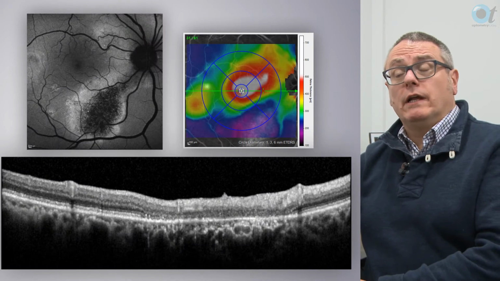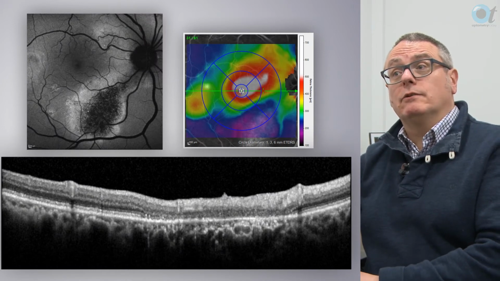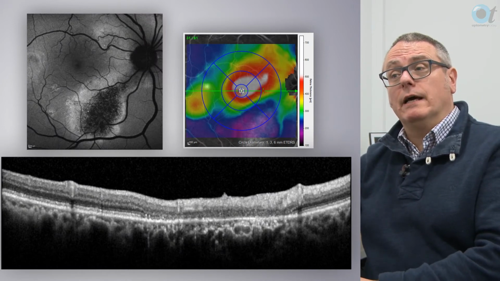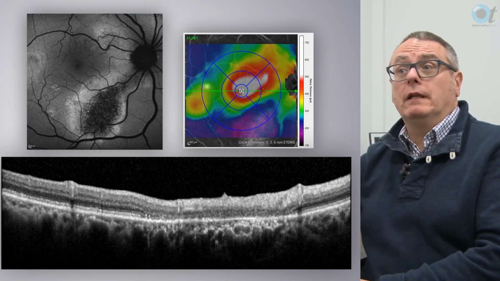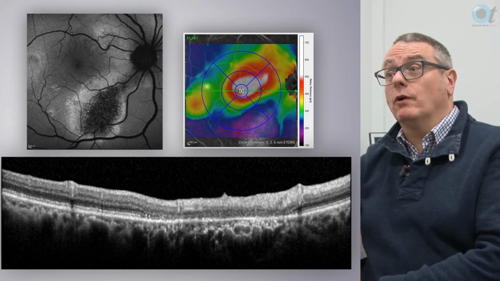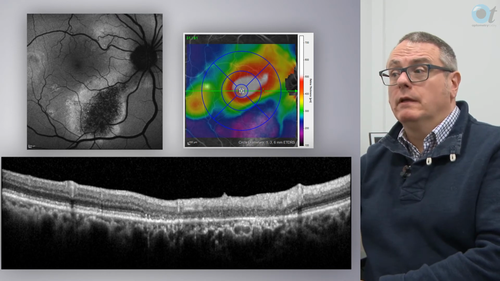Autofluorescence imaging, again, is valuable. It allows you to assess the integrity of the RPE and how widespread any RPE changes might be, and also it allows you to identify evidence of long-standing presentation.